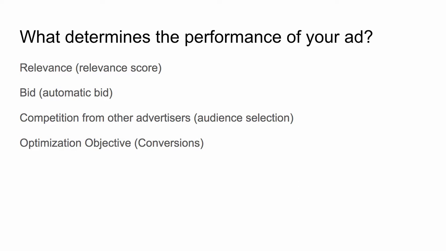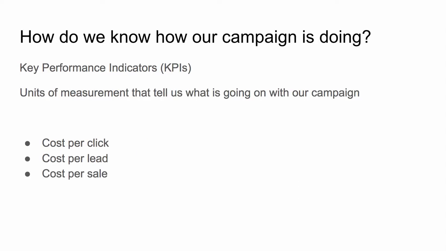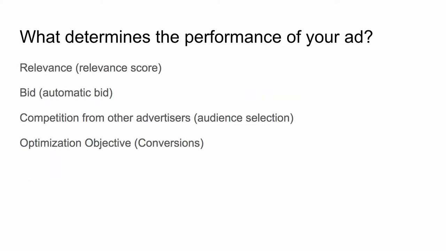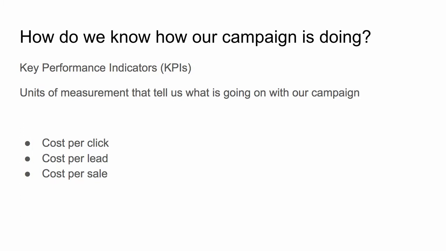Your bid determines how your ad will do. We're mostly going to use an automatic bid in this program, which means Facebook will determine the bid for us. So you don't actually have to worry about manually bidding at this time. Competition from other advertisers. So which audiences are you targeting? And your optimization objective. I've mentioned before, we're going to use conversions as our optimization objective for every single campaign in this program. That's going to give the algorithm a goal to hit, which is leads.